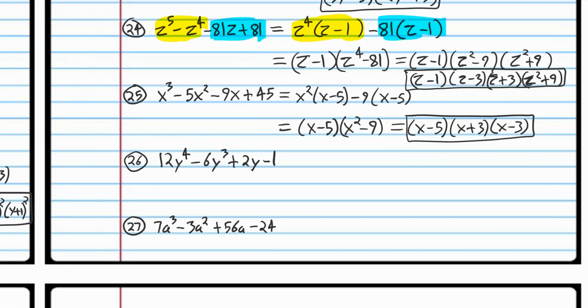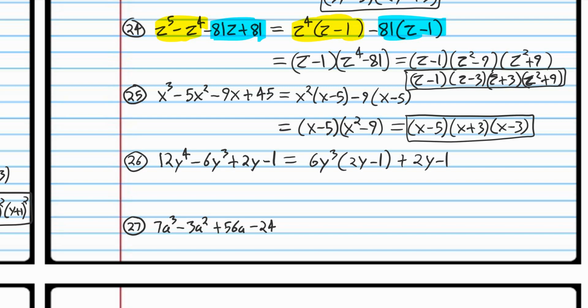Now let's do number 26 together because something strange is going to happen. So we'll factor out the greatest common factor from the first two terms, and that would be 6y cubed. And on the second two terms, there's nothing to factor out. That's what's strange about this problem. There's really nothing you can do here, so you just have to leave it.